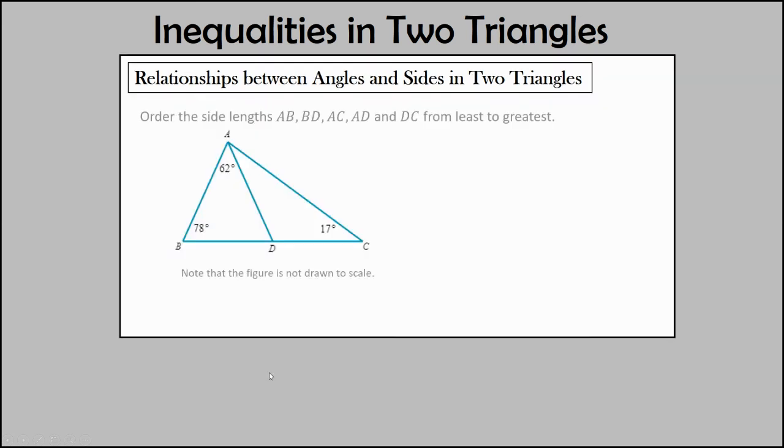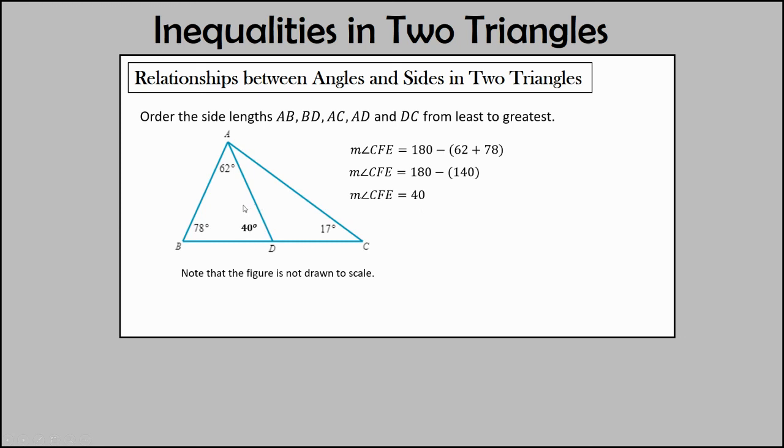Okay, another one like that, just to go through the process with you again. Okay, again, we have to find all the angles first. So what's ABD, or this should say ADB, this angle right here. Well, it's 180 minus 62 minus 78. It's going to be 40. If this angle's 40, this is the supplement, which is 140. And then 140 plus 17, take away 180 is 23.